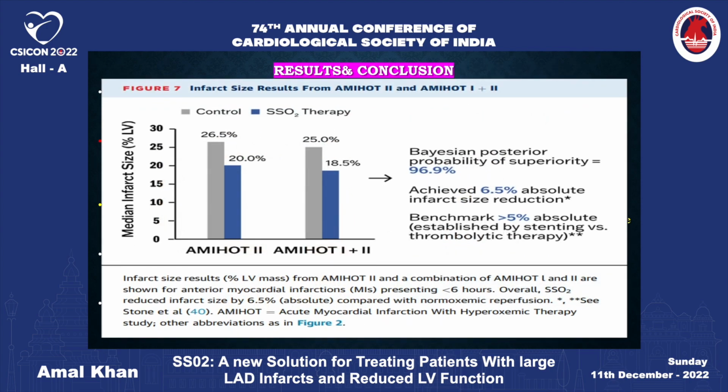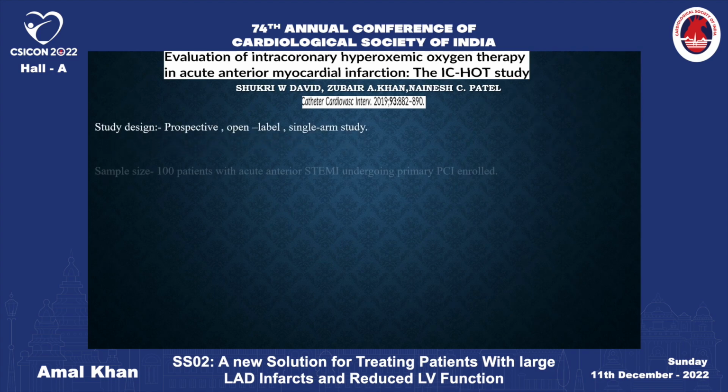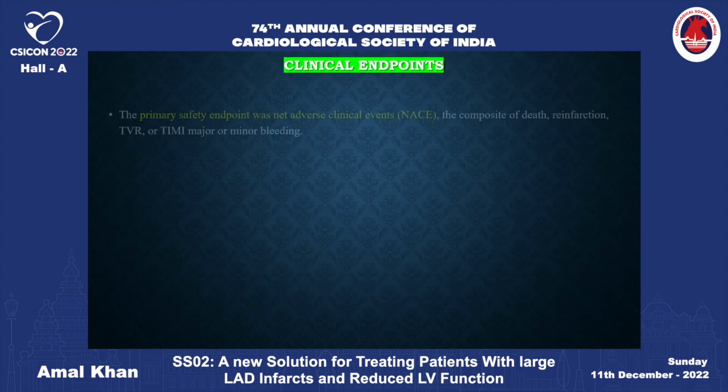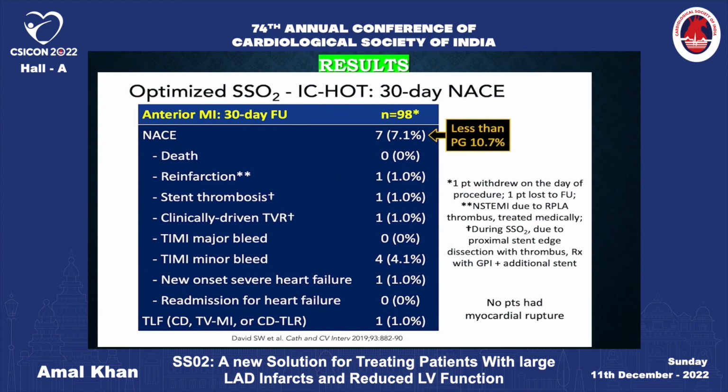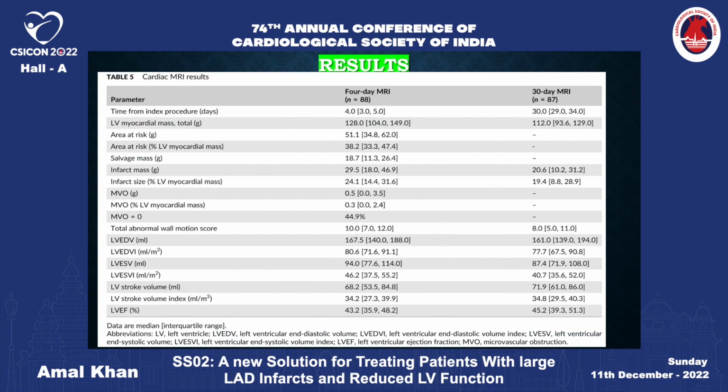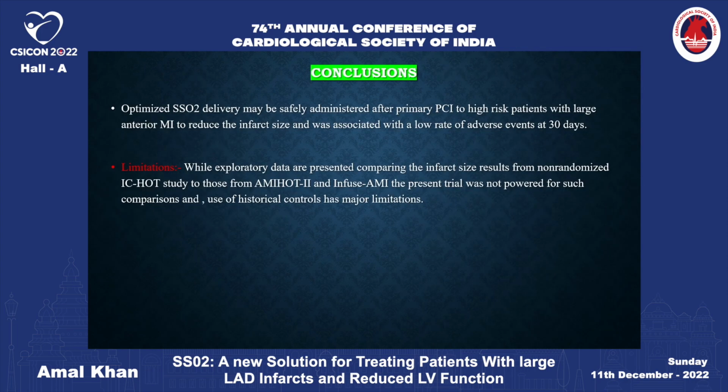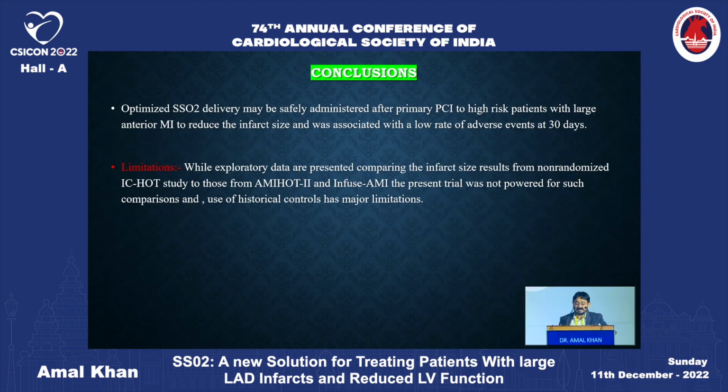When they looked at the pooled data of both the AMIHOT 1 and the AMIHOT 2 trials, they found that the SSO2 therapy group has a 6.5% absolute infarct size reduction, which is more than the benchmark of more than 5% absolute reduction. And then the other trial is the IC-HOT study, from 2019. It is the latest study, which determined that the objective performance goal was less than 7%, 7.1% in the MACE events. So the conclusion of this trial was that it may be safely administered after the primary PCI to high-risk patients with a large anterior MI to reduce the infarct size, and is associated with a low rate of adverse events at 30 days. This was the trial.